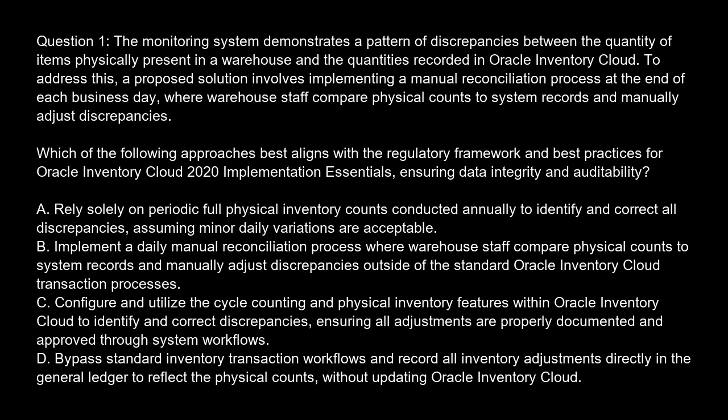Option B. Implement a daily manual reconciliation process where warehouse staff compare physical counts to system records and manually adjust discrepancies outside of the standard Oracle Inventory Cloud transaction processes. Option C. Configure and utilize the cycle counting and physical inventory features within Oracle Inventory Cloud to identify and correct discrepancies, ensuring all adjustments are properly documented and approved through system workflows.